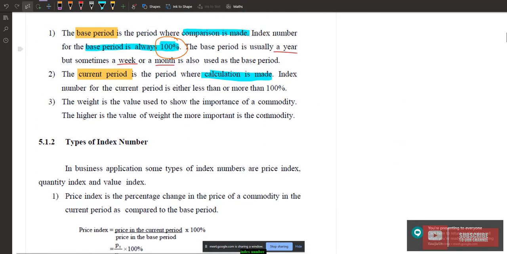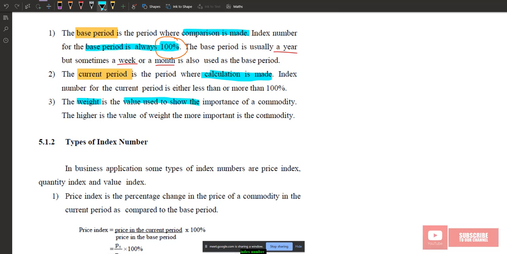Another term that we need to understand is weight. The weight is the value used to show the importance of the commodity. So the higher the value of weight, the more important the commodity, right? Usually weight in this chapter will be based on either base year or current year.